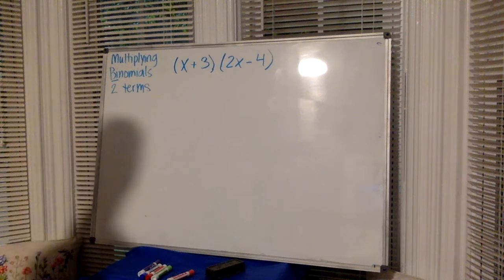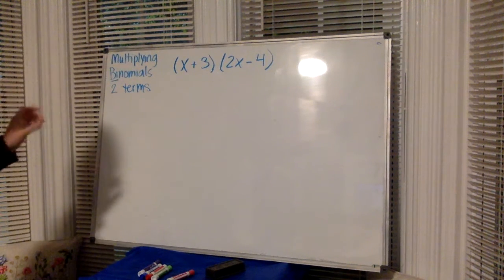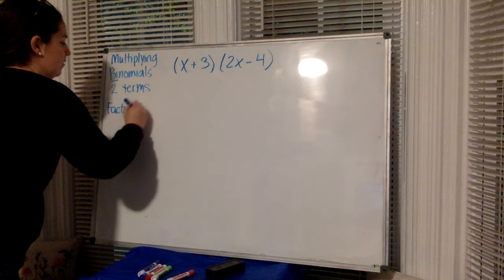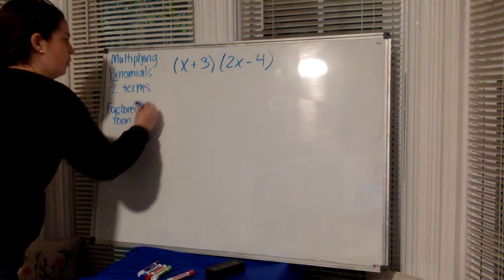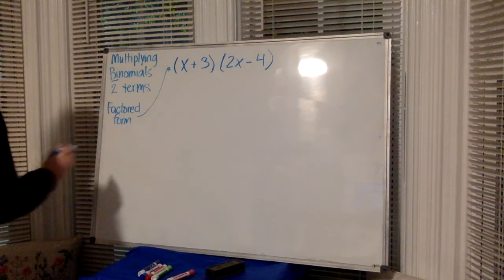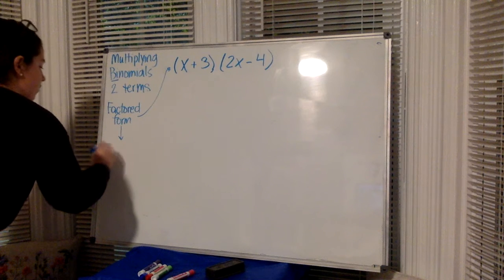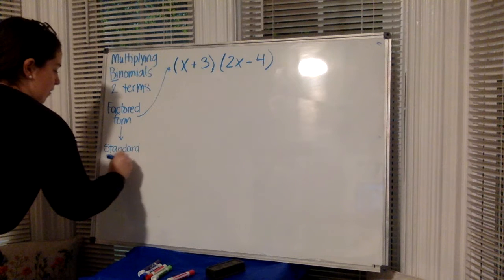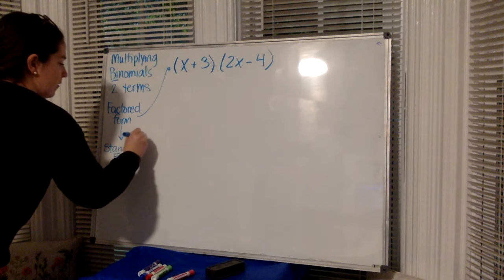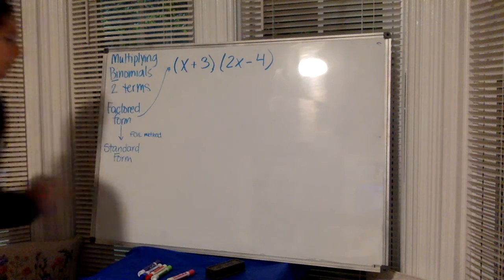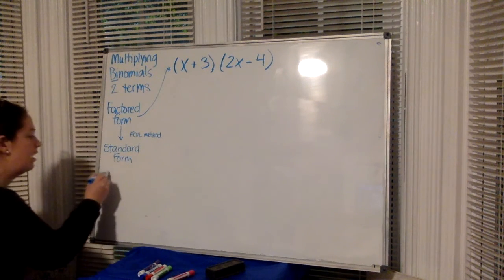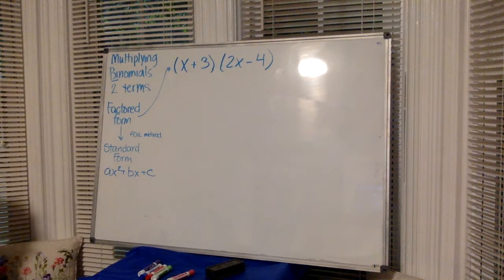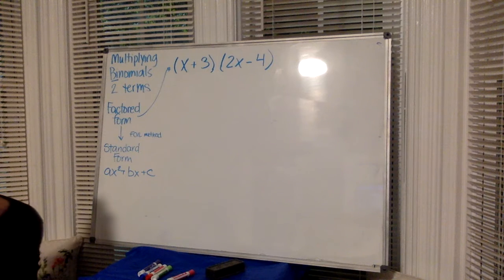They are binomials. What we see right now is called factored form. And we're looking to make it standard form using the FOIL method. Standard form will look like ax squared plus bx plus c, with a, b, and c being some numbers.